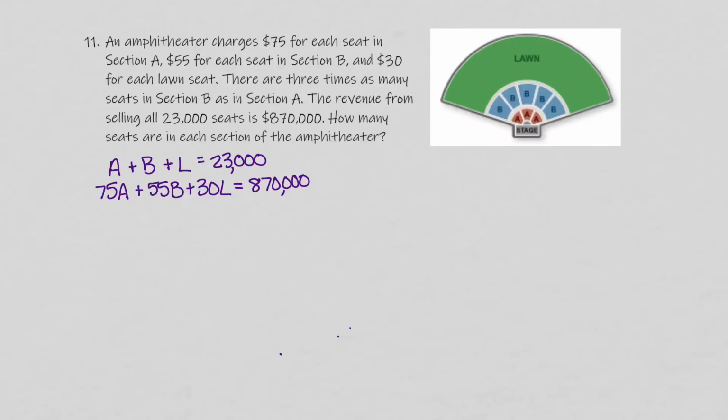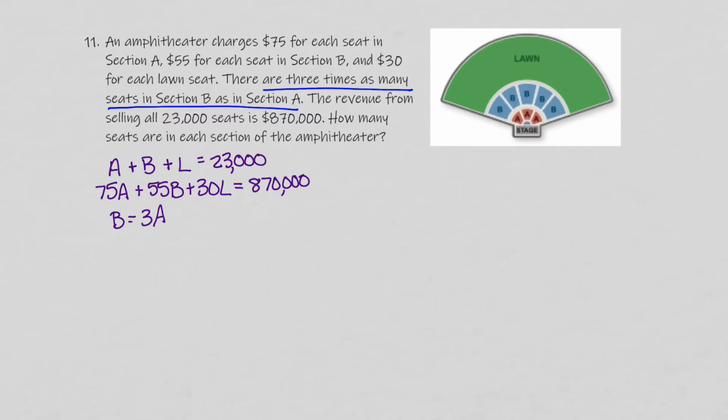Sorry, dropped my pen. All right, so I need a third equation. So let's see what else we see in here. This says there are 3 times as many seats in Section B as there is in Section A. So that means Section B has more. So Section B is going to equal 3 times Section A. All right, so now I have 3 equations and I can solve this.